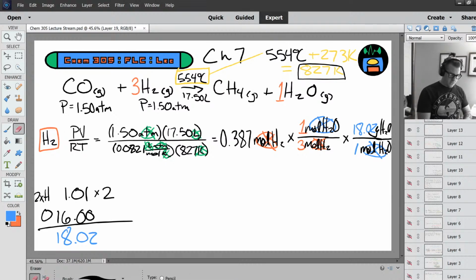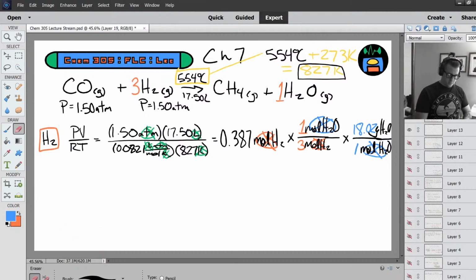So for hydrogen, we are ready now to crunch our numbers. We have 0.387 divided by 3 times 18.02. So if hydrogen is the limiting reactant, our theoretical yield will be 2.32 grams of water.